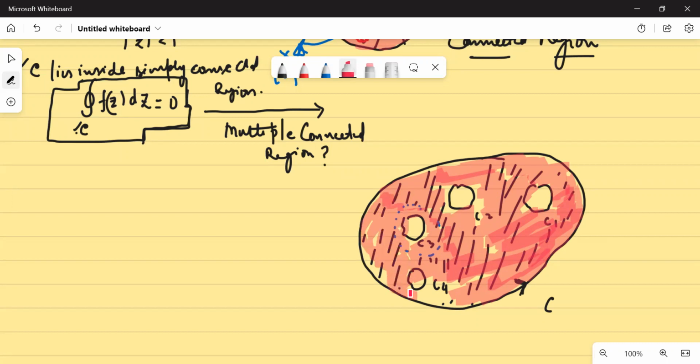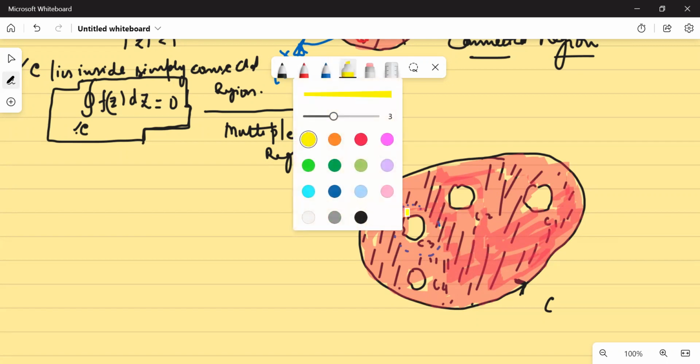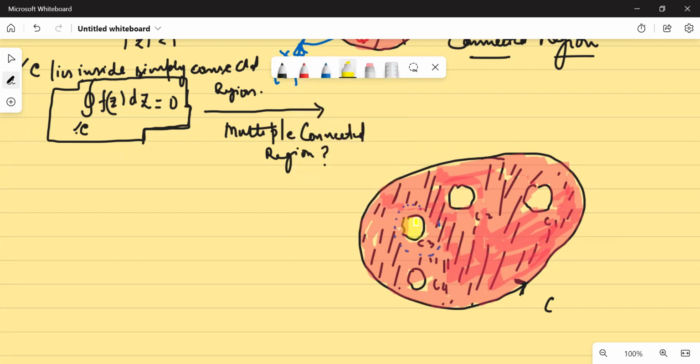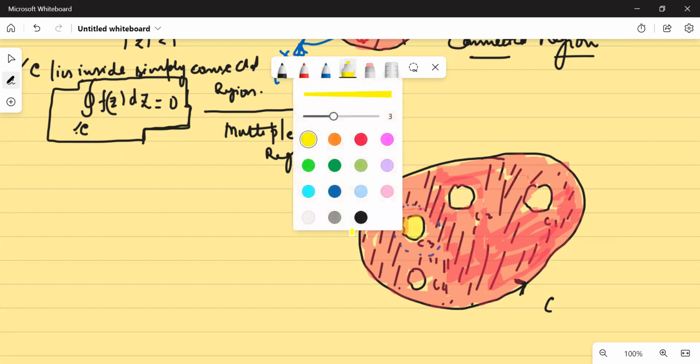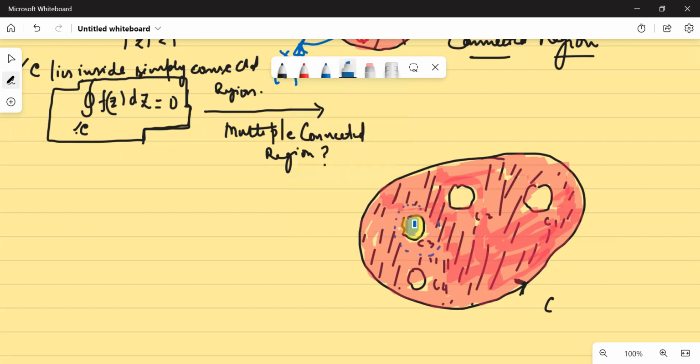So what would you do? Okay, so this is a multiply connected region. Why is it a multiply connected region? Because not every curve which I draw will remain in the red region only. It may be possible that if you make some curves around, let's say, I just mark this in yellow, or some other darker color, so that you'll be able to understand what I'm trying to make the point.